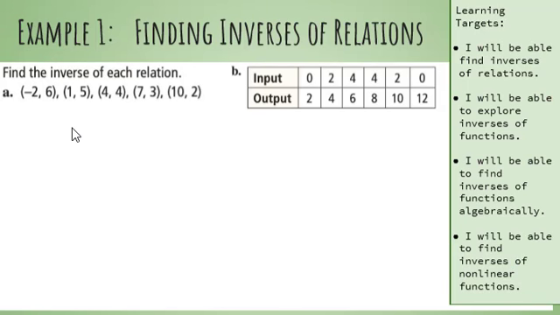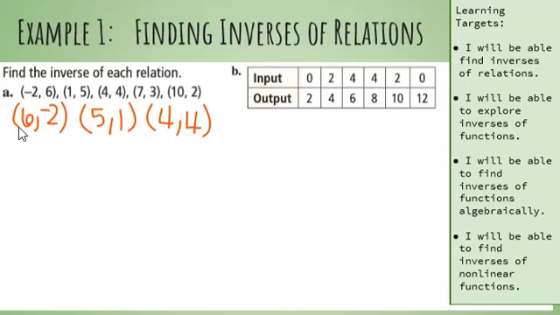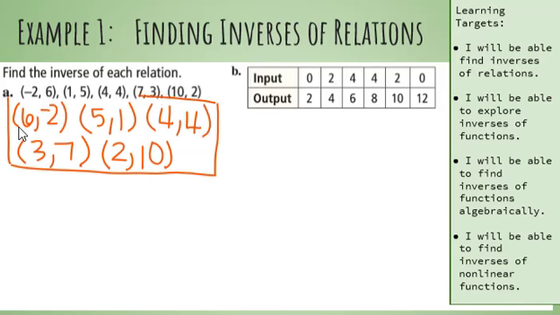So example 1 is finding the inverse of a relation. To find the inverse, you basically just switch the x and the y values. So our new points here are going to become (6, -2), (5, 1), (4, 4), (3, 7), and (2, 10). So again, you're just switching the x and the y values.